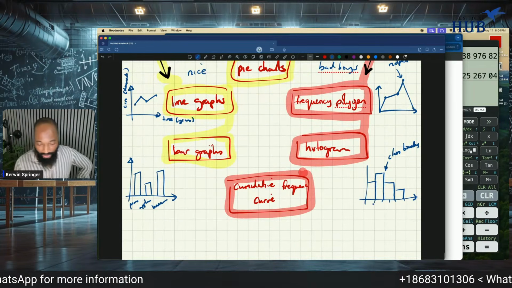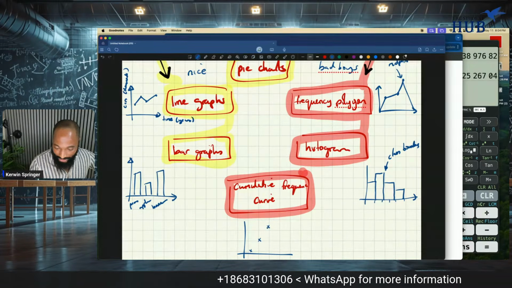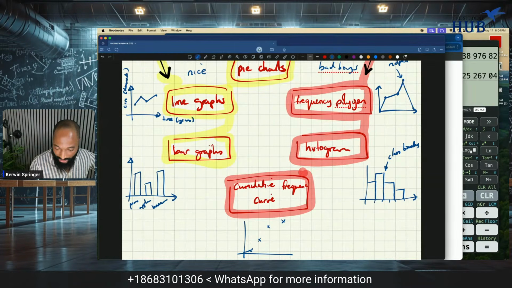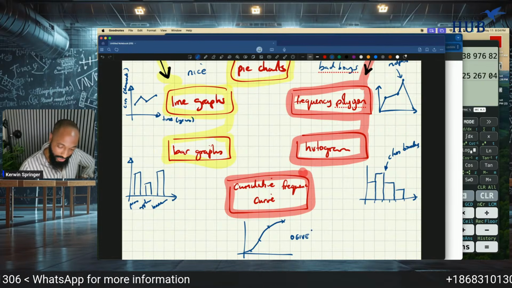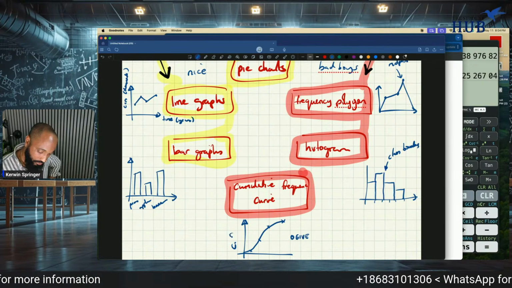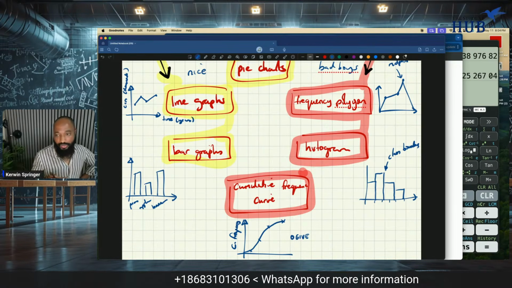The cumulative frequency curve uses the upper class boundary as well. And as the name suggests, it's a curve. It looks like this. And the shape of the curve is called an OGIVE. On this axis here is the cumulative frequency, which is a combination of the frequencies coming down, a sum of the frequencies coming down.